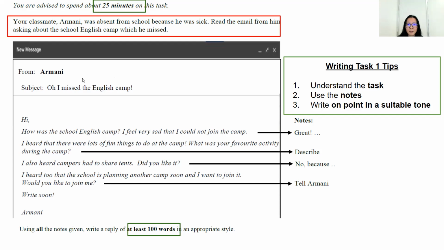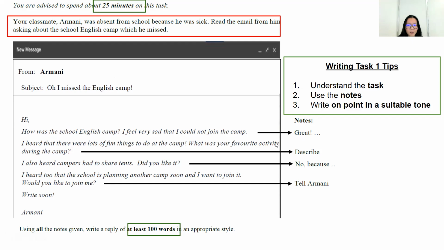Let's go through the email together. From Armani, subject: Oh, I missed the English camp. Hi, how was the school English camp? I feel very sad that I could not join the camp. So your notes are given here, great. I'll elaborate later. I heard that there were lots of fun things to do at the camp.